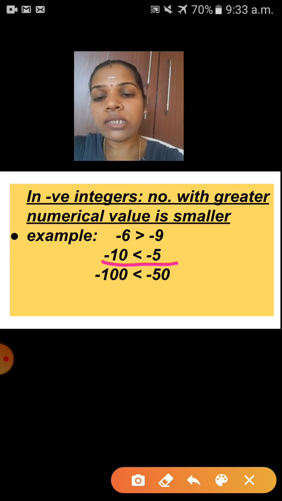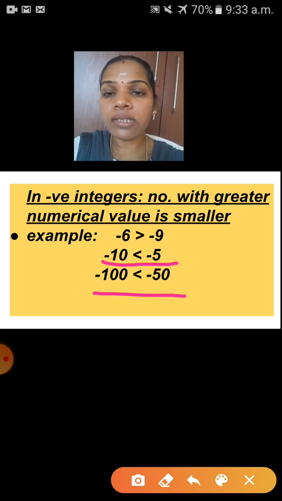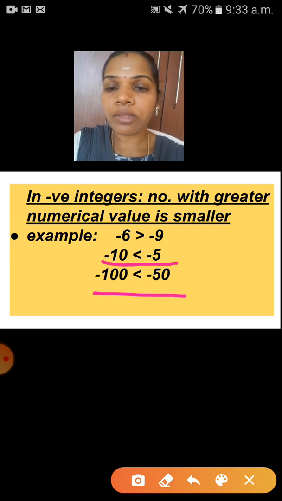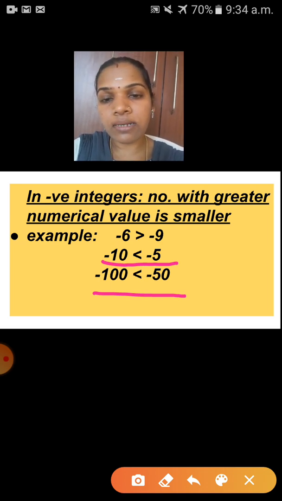Okay. And next one is the third example here, -100 and -50. So here which one is greater numerically? Yes, 100. So that value is what? Smaller. So -100 is less than -50. Understood now? I hope you understood. Children, can we go to the next? Can we solve the exercise sums?